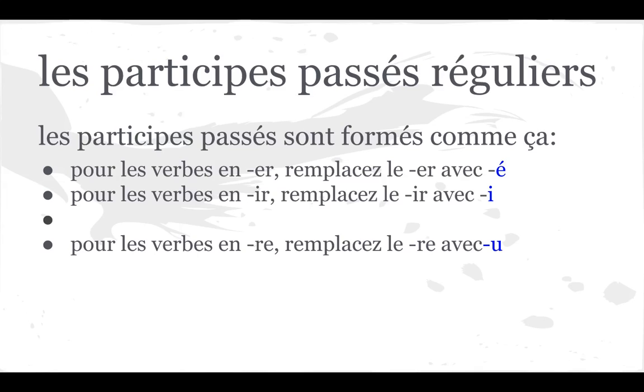Regular verbs, er, ir, re verbs, have a regular way of making past participles. So if it's an ER verb, all ER verbs will replace the ER with the E accent aigu. It'll sound the same as the infinitive, but it's spelled differently. Most IR verbs replace the IR ending of the infinitive with just a plain I. And RE verbs replace that RE with a U. So those are the three main patterns.